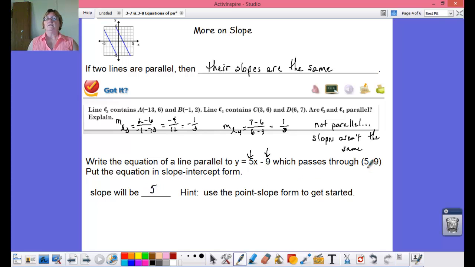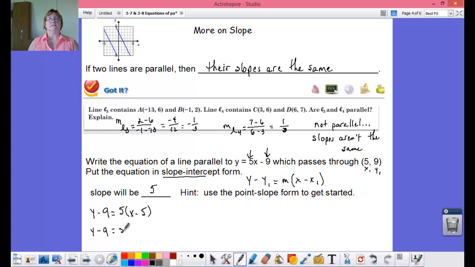If we want to be parallel, that's the slope we have to use. And now we have a point, x1, y1, that we can use with point slope form to get started. And that pattern again is y minus y1 equals slope times x minus x1. So let's see, y minus the y, which is 9, y from this point, equals slope times x minus the x from the point, which is 5. That's the point slope form equation. However, this asks us to put it in slope-intercept form, so we have to do the arithmetic here to get y by itself. I'm going to distribute on the other side.